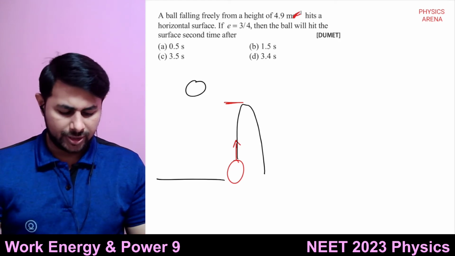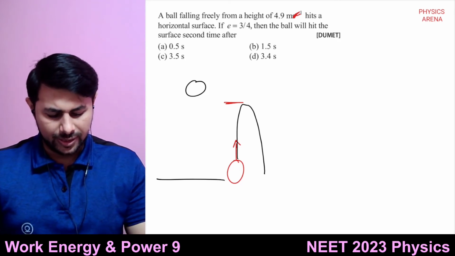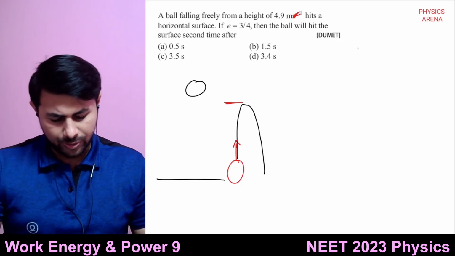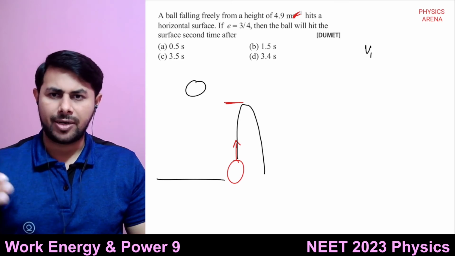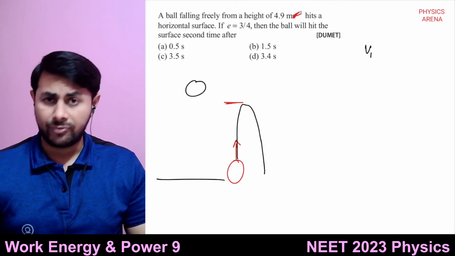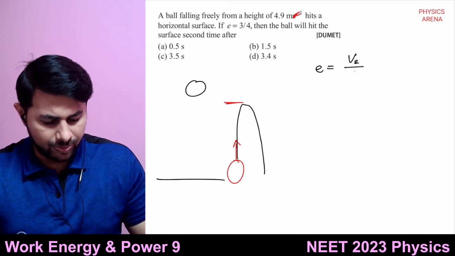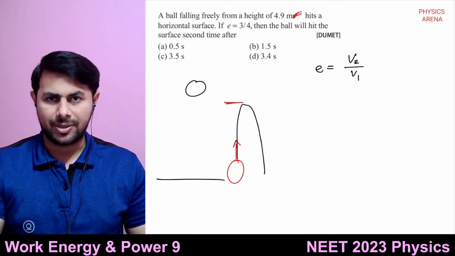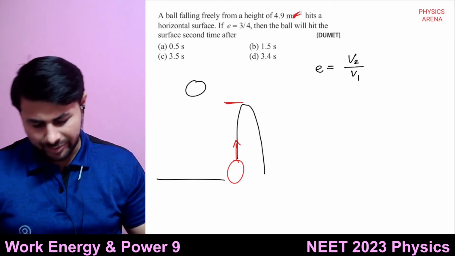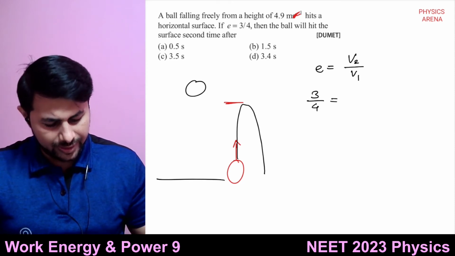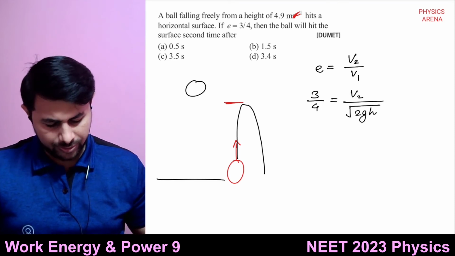So see, first of all we have to find out with how much velocity does it bounce. So height is 4.9, so the velocity with which it strikes is, let's suppose, v1. Velocity with which it bounces back is suppose v2. Okay, e is equal to v2 upon v1, right? So velocity of separation from earth is v2. Velocity of approach towards earth is v1. So it is v2 divided by v1, and it is 3 by 4, right? So how much is v1? Square root of 2gh.